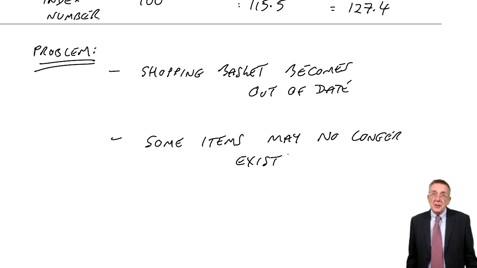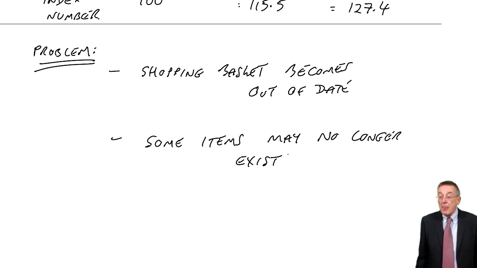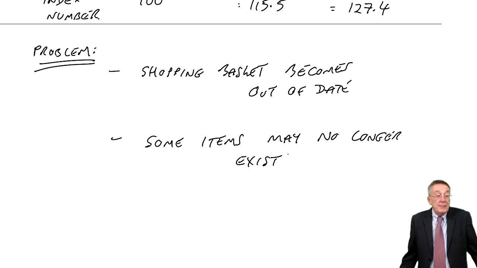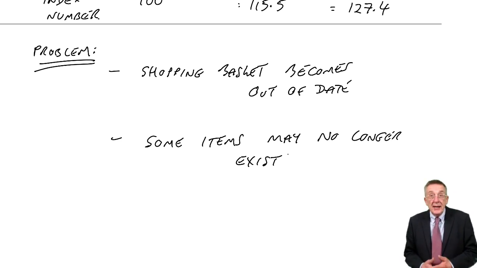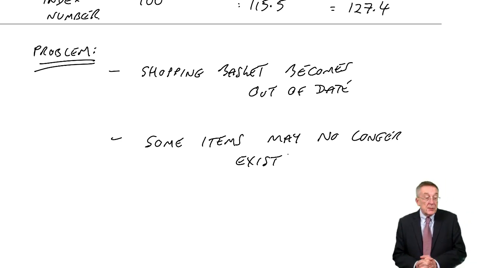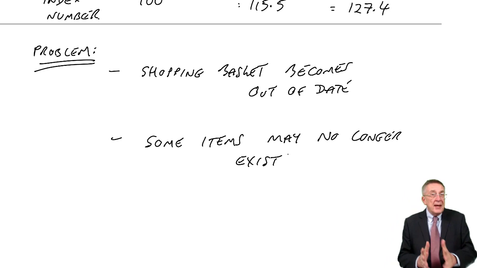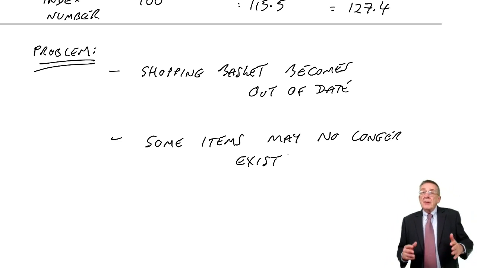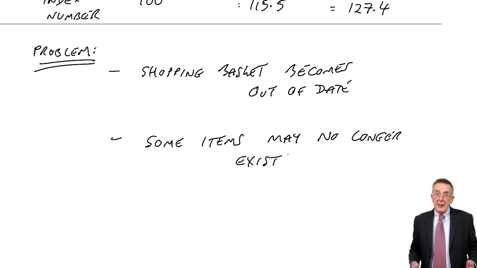People were buying videotapes 20 years ago. That would have been in the shopping basket. But these days, they don't produce videotapes anymore. How do we know what the price is? It's nonsense. And so what happens with Laspeyres is that periodically, they'll start again with a new shopping basket and bring it up to date.